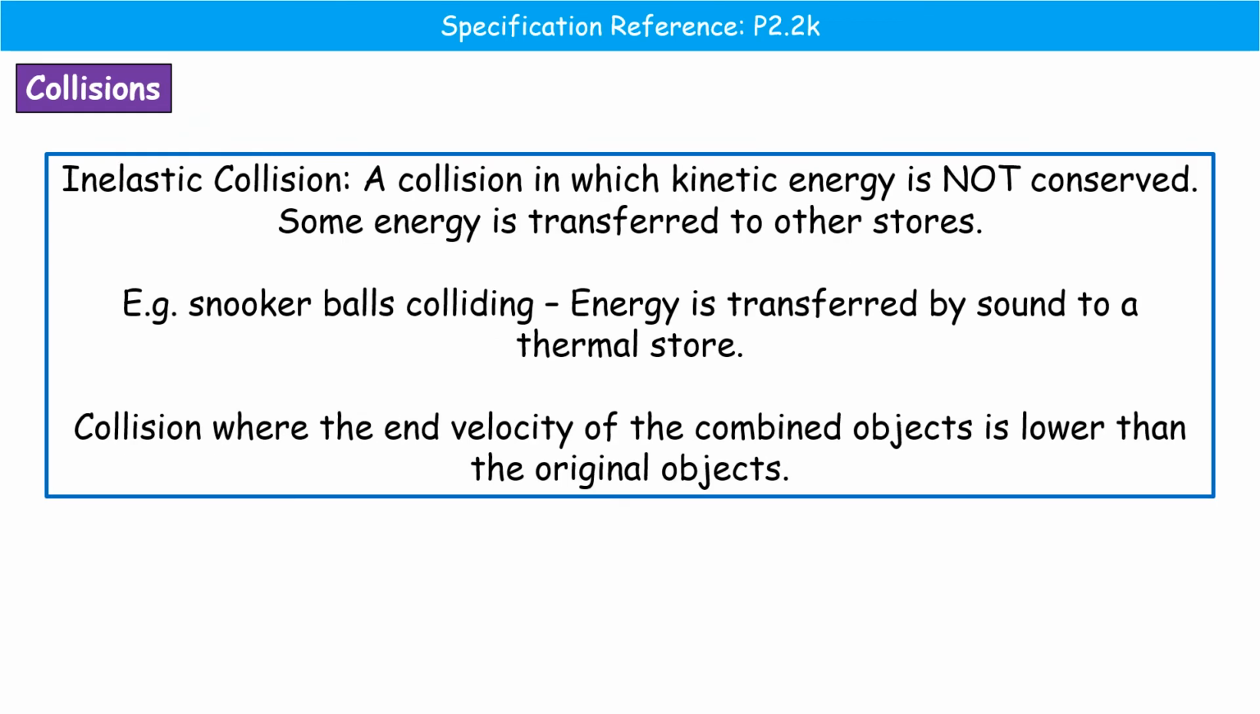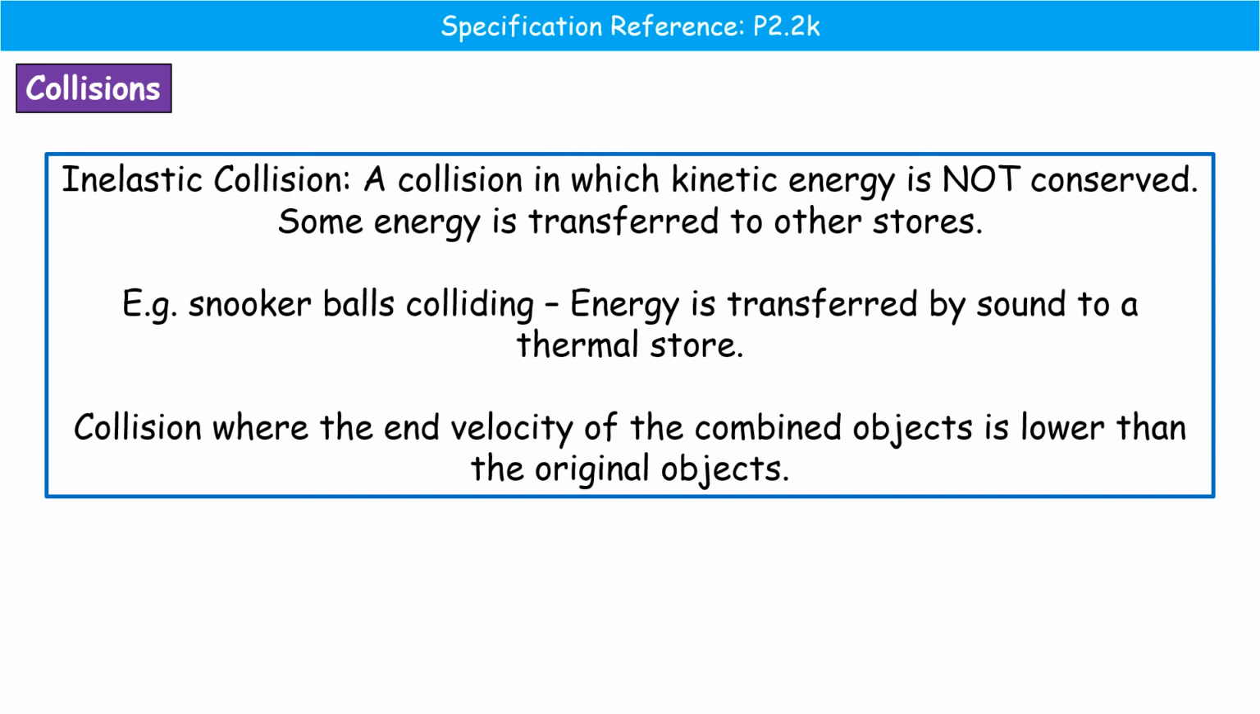The second scenario then is what we refer to as inelastic collisions. Now, these are the collisions where the kinetic energy is not conserved. So that just tells us that some of the energy is being transferred to other stores. So this is pretty much what we see in real life, because not everything is transferred from one kinetic store to another kinetic store. Some is transferred to other stores.